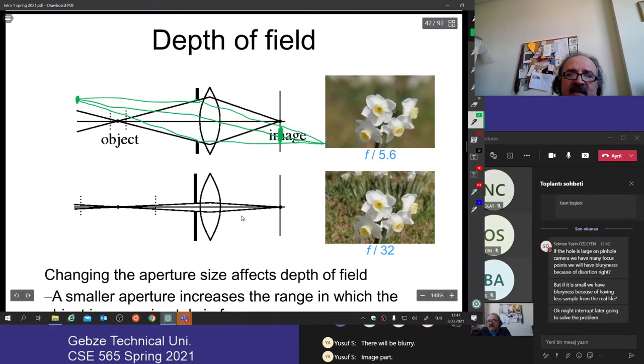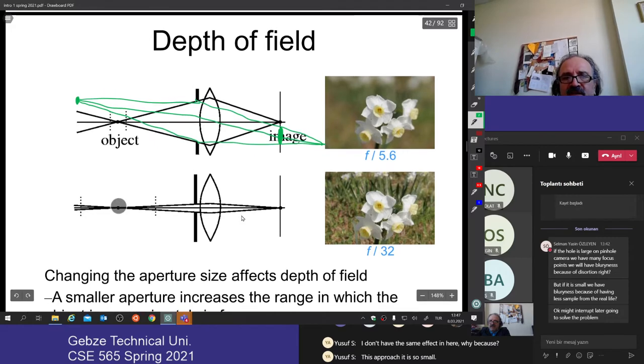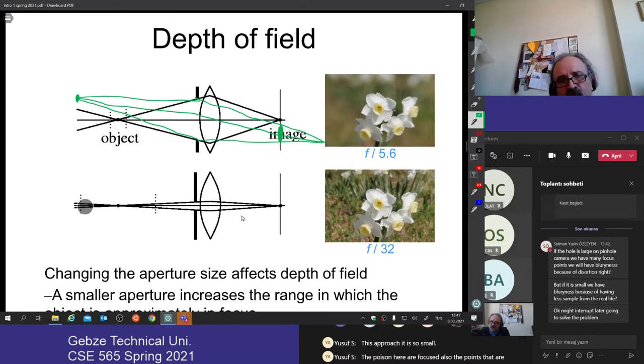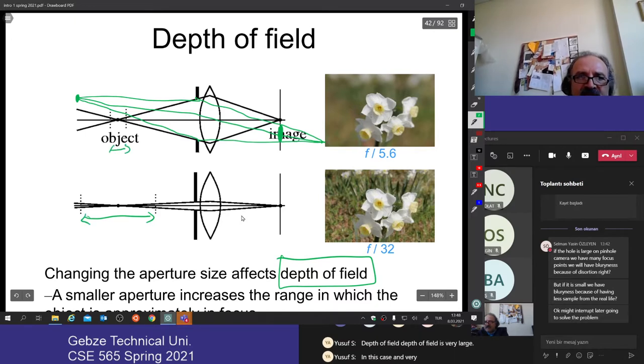I don't have the same effect in here. Why? Because this aperture is so small. The points in here are focused. Also, the points that are almost focused too. So this is called depth of field. Depth of field is very large in this case and very small in this case.